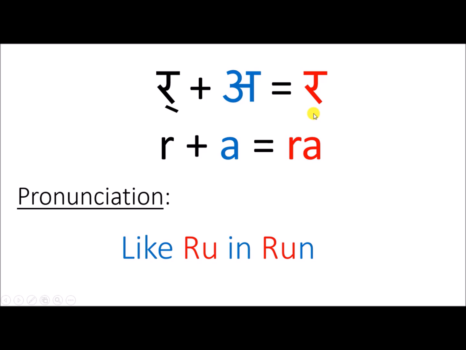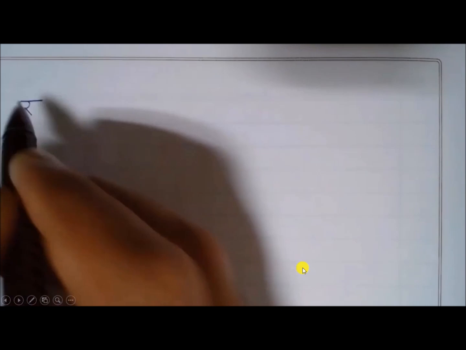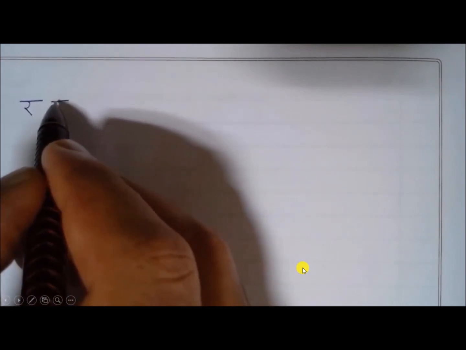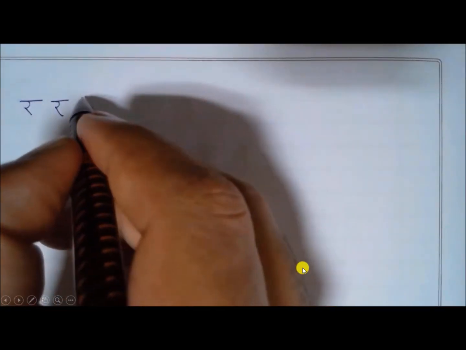And you get this sound r when you add r to a. R plus a equal to r. R plus a equal to r. And r is pronounced like ru in run. Run. Okay. Let's see how to write r. The rupee symbol is based on r.